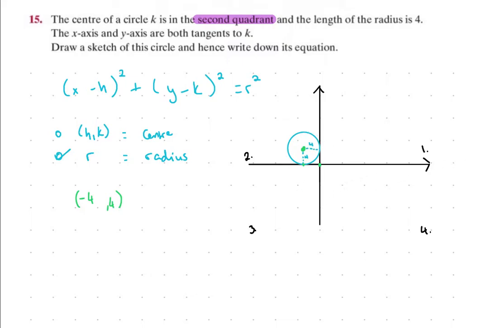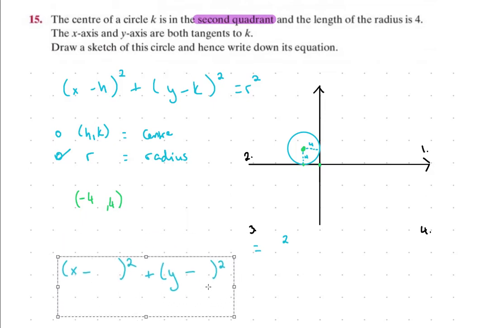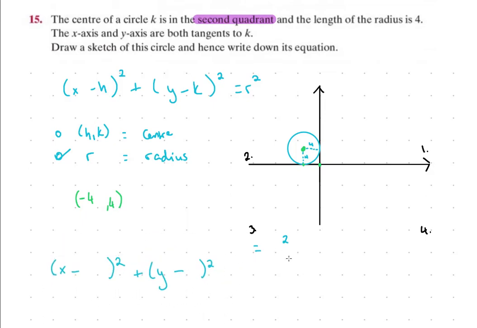Now, we need to fill in to the formula, which was (x minus h) squared. So we're going to have x minus something squared plus y minus something else squared is equal to r squared. Now we actually know what r is. So I'm going to move this out of the way, and then it was this squared, so the r squared. So I'm going to fill in what we know. The radius was given to us in the question. The radius is 4. So I'm going to fill that in.